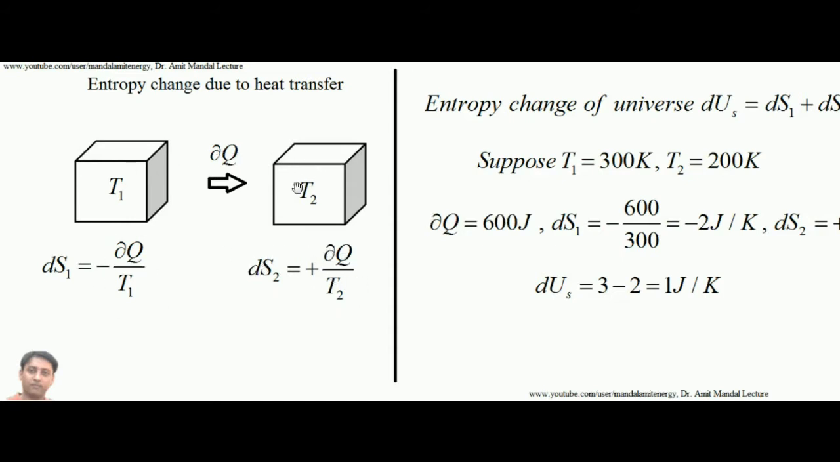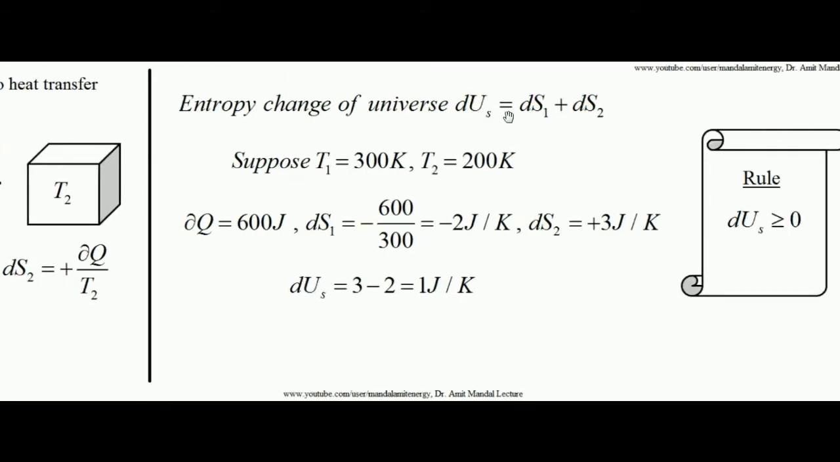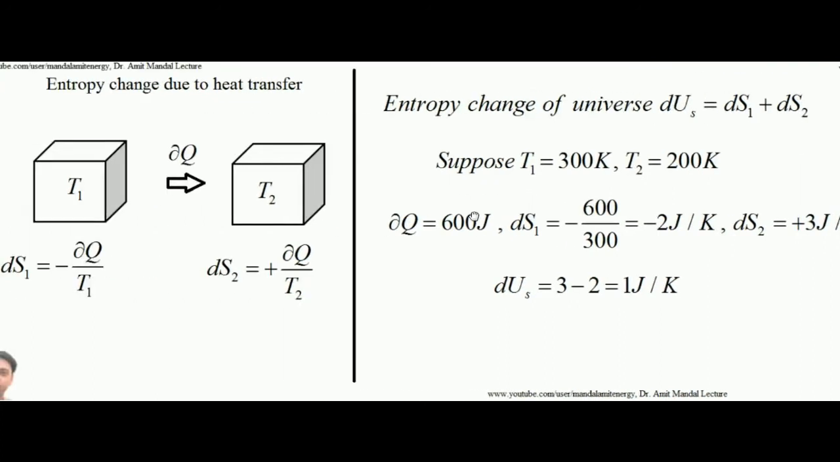Now, due to this process, what is the entropy change of the universe? That will be the addition of these two entropies, so dS universe equals dS1 plus dS2. For example, suppose body 1 has temperature 300 Kelvin and body 2 has temperature 200 Kelvin, and 600 joules of heat is transferred from body 1 to 2.